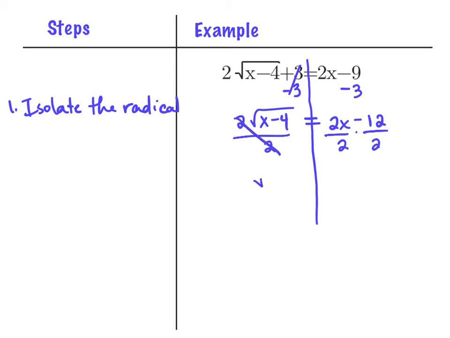So on the left side, I have square root of x minus 4 equals, my 2's divide out, so I'm just left with x there. And then negative 12 over 2 gives us negative 6, so that's x minus 6. Once I have the radical isolated, my next step is to square both sides.